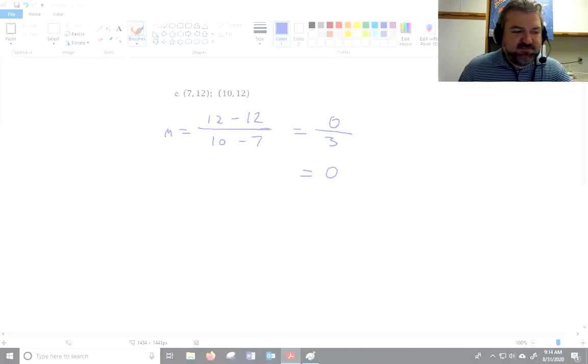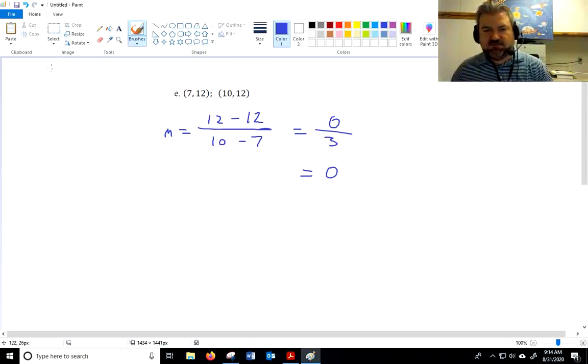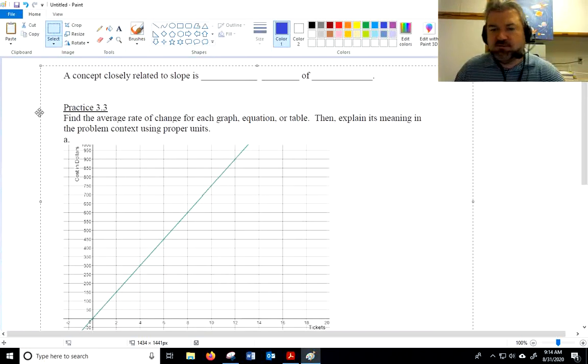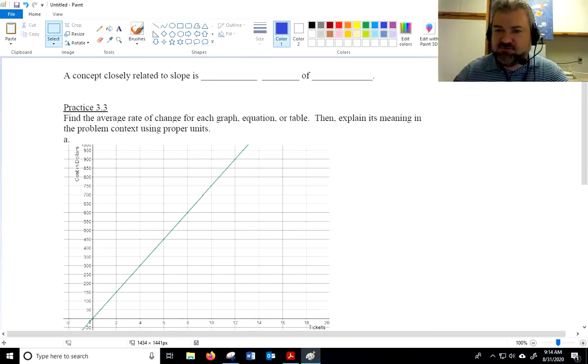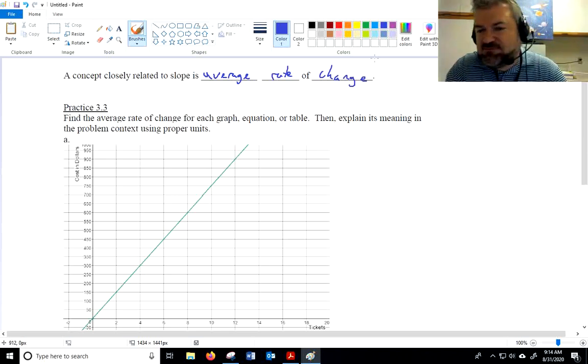Okay, a concept very closely related to slope is what we call rate of change or average rate of change. So let's discuss that. The difference between average rate of change and slope is that with average rate of change, we can calculate an average rate of change for something that is not necessarily a line. It could be curving, it could be almost a line, it could be all sorts of different things, but we're looking for the average rate in which things are changing.